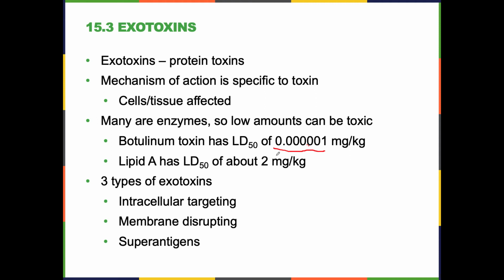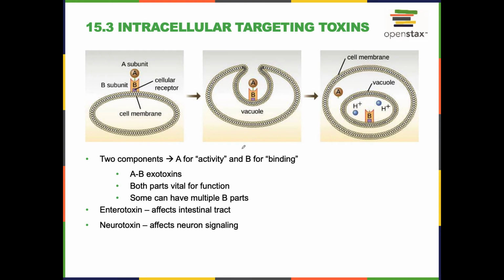There are 3 types of exotoxins, which we'll talk about very quickly: intracellular targeting exotoxins, membrane disrupting exotoxins, and superantigens, okay? The last one will make a lot more sense when we talk about the immune system. They're kind of self-explanatory. So intracellular targeting toxins, what do you think they do? Yeah, they're going to target stuff on the inside of cells. Generally, they have 2 components, the A component and the B component. So many times they're called AB toxins. The A component is our active enzyme. The B component is the binding unit.